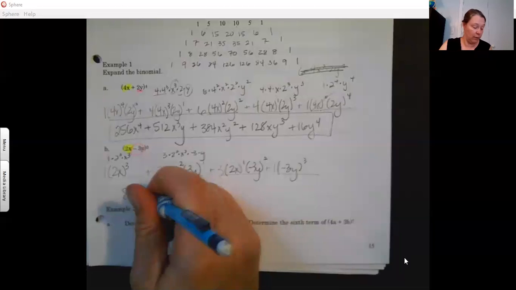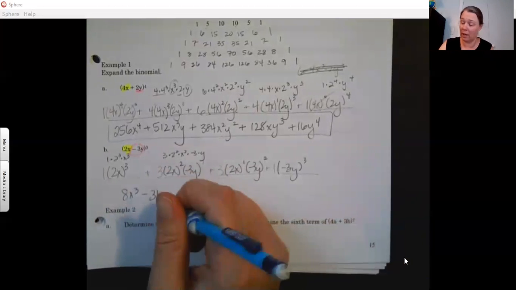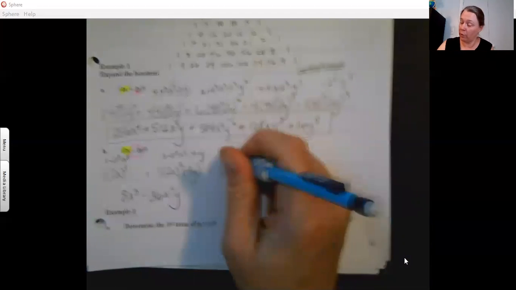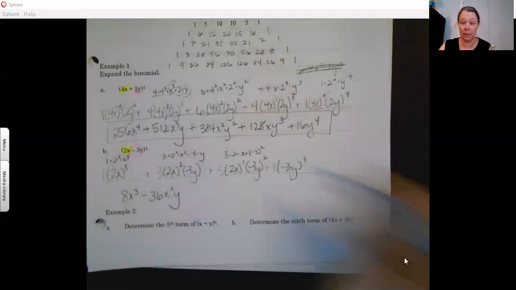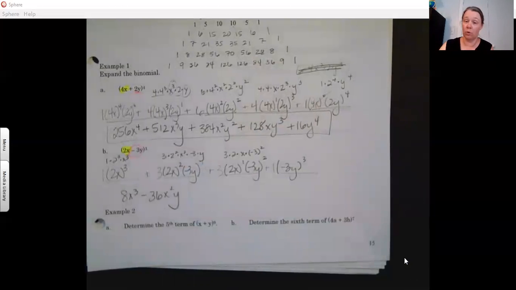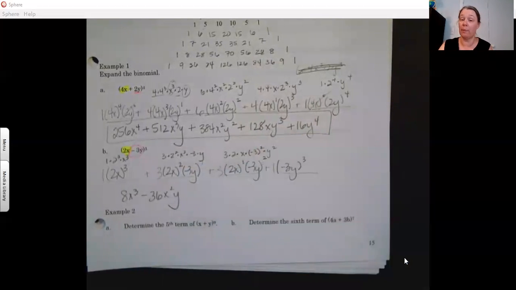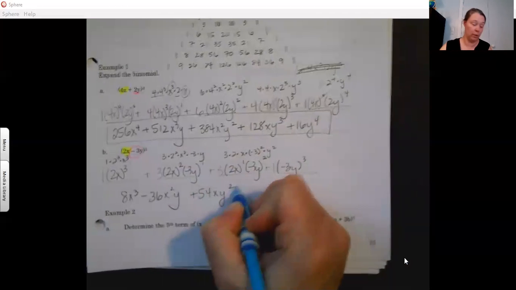Okay, so I have negative 36. I'm going to write minus 36, not plus negative, x squared y. Right here, I have 3 times 2 times x times, I'm going to put this negative in parentheses before I square it so I don't screw up the sign, times y squared. Because negative 3 squared is really positive, right? So I have 9 times, that's 6, so I have plus 54 xy squared.